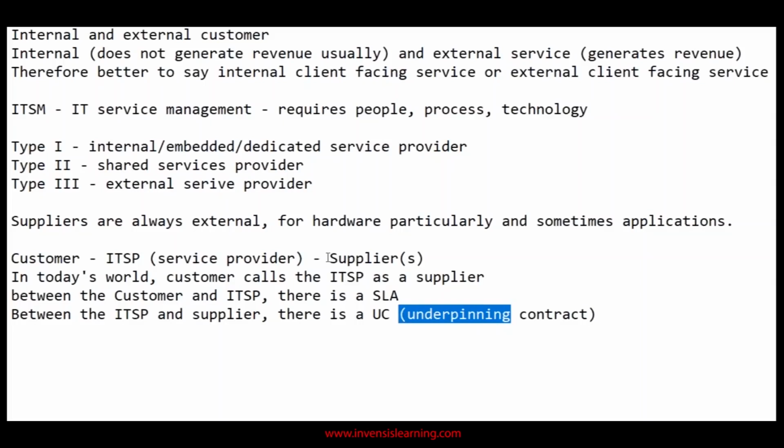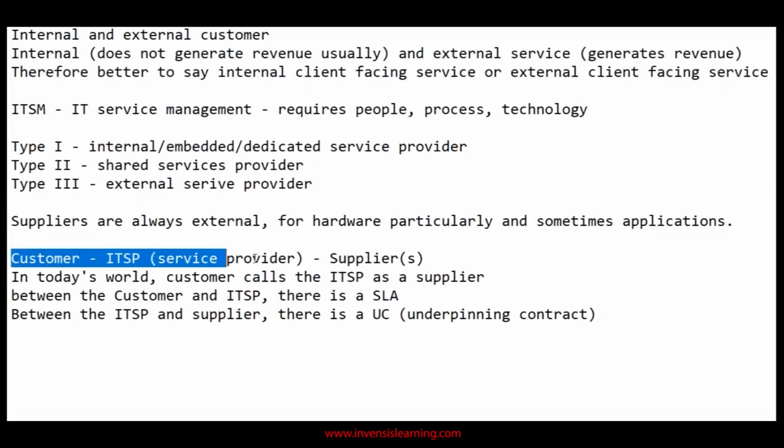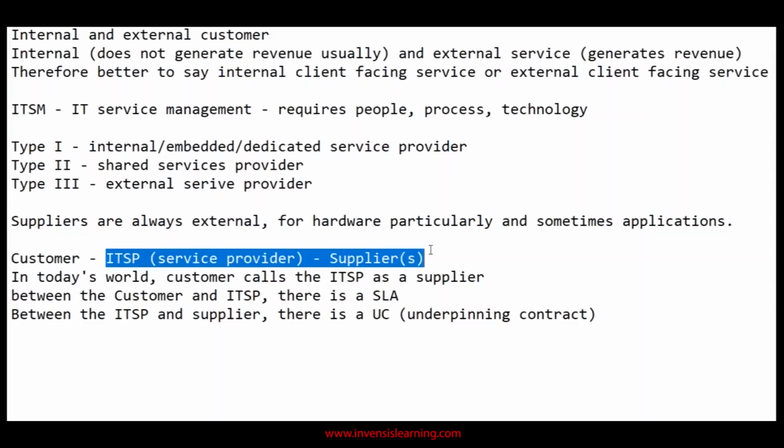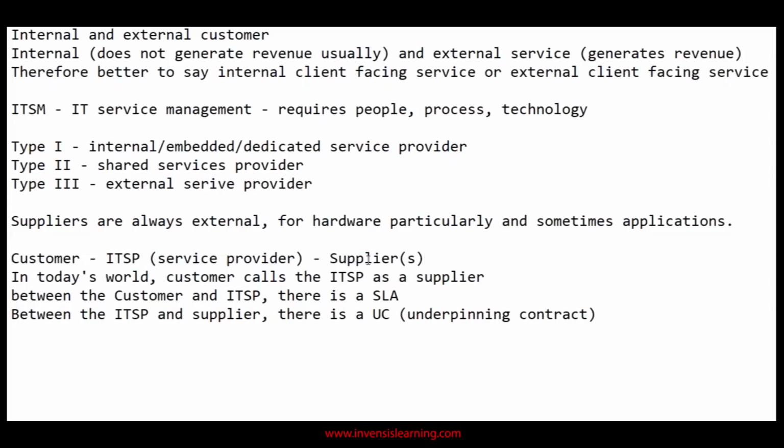Some of the things may be done by the supplier and delivered to the service provider. Remaining things may be done fully by the service provider, but together it goes to the customer. So the SLA is between these two parties, customer and IT service provider, the service level agreement, and between service provider and supplier there will be an underpinning contract. Sometimes these words are used loosely in the industry, which is okay, but for the exam, you should remember this.